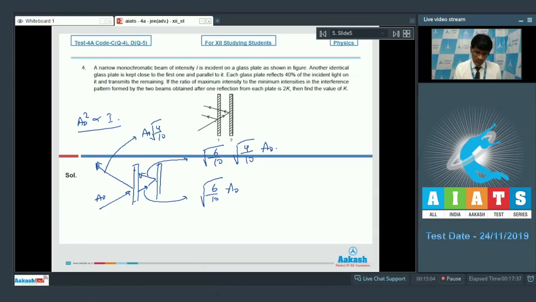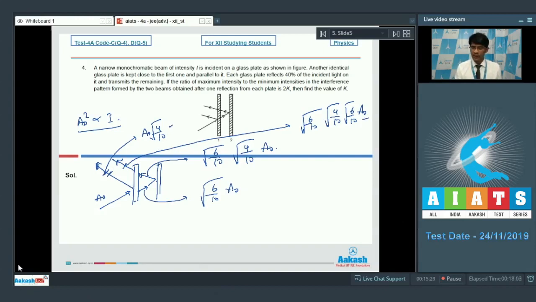And yet again, when it is transmitted along the direction, this portion will have root under 6 divided by 10, root under 4 divided by 10, root under 6 divided by 10 A naught. So what we are getting effectively, these two waves, this one and this one, have the amplitudes that are being presented here.